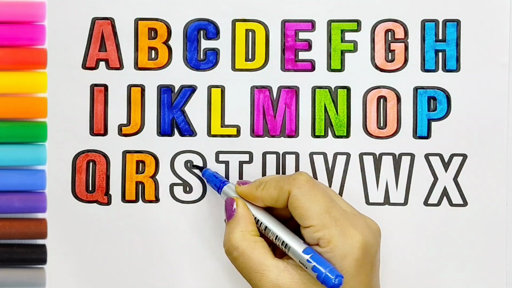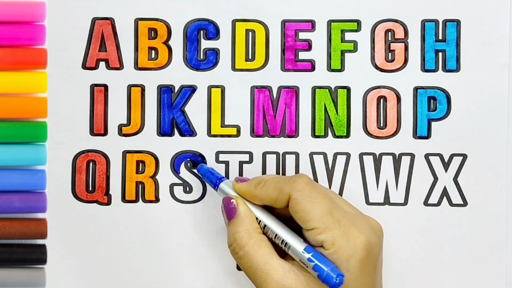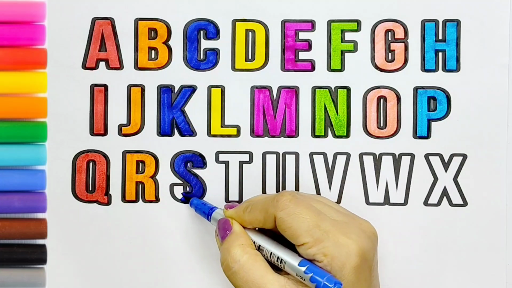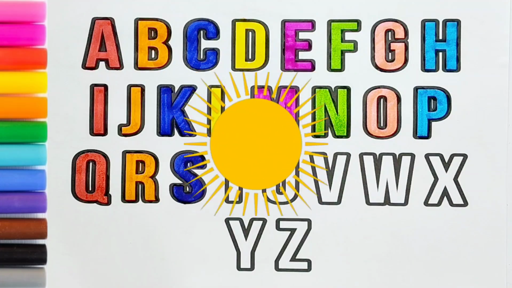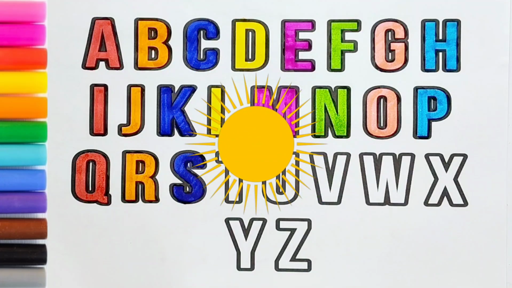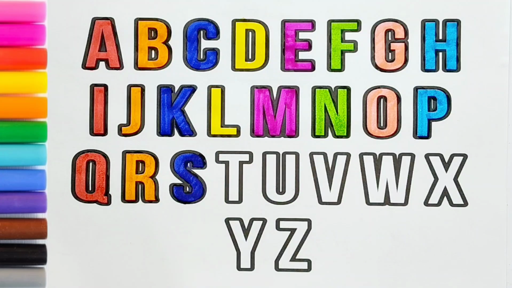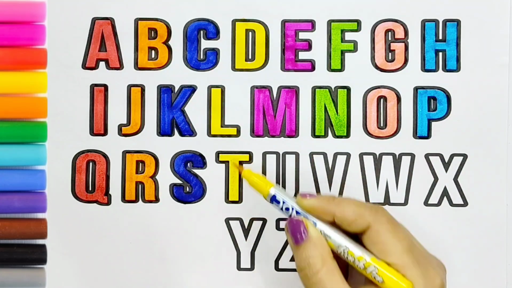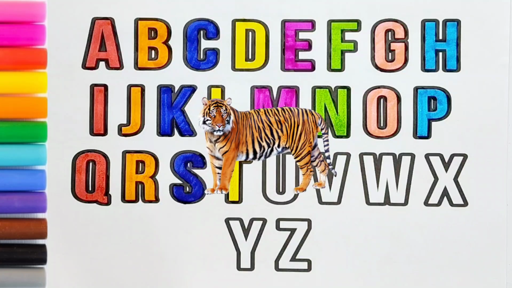Blue color S. S for sun. Yellow color T. T for tiger.